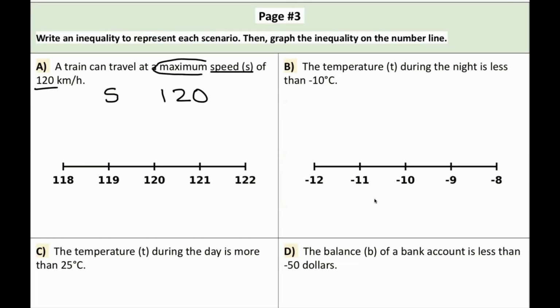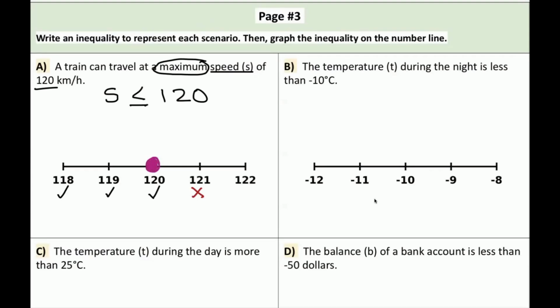Whenever it says maximum or minimum or keywords, it's helpful to test out numbers to see if they would be true. So if a train can travel at a maximum speed of 120, can it travel at 120? Yeah, that's just its maximum. Can it travel at 121? No. Okay, and anything greater than 120, we can't. Can it travel at 119? Yep. 118? Yep. So the speed can be anything that's less than or equal to 120. And because 120 is included, it'll be a closed circle.